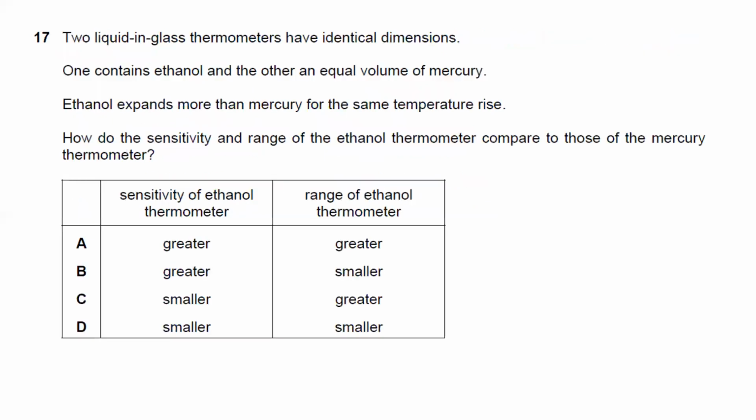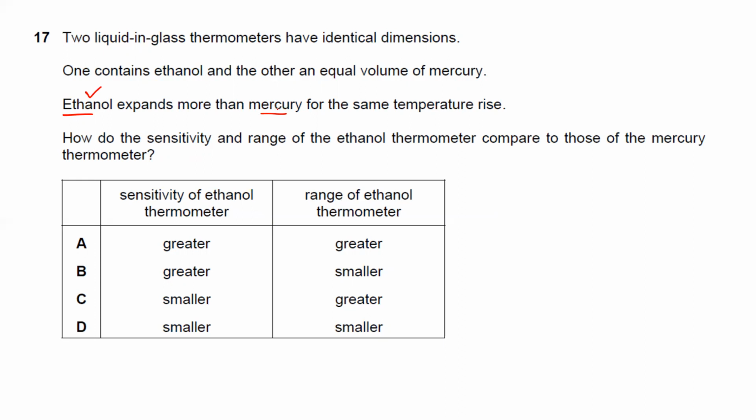Next question. Two liquid in glass thermometers have identical dimensions. One contains ethanol and the other an equal volume of mercury. Ethanol expands more than mercury for the same temperature rise. How do the sensitivity and range of the ethanol thermometer compare to those of the mercury thermometer? So sensitivity of ethanol will be larger, and for the same temperature rise, mercury will expand less. So it will have lesser sensitivity.